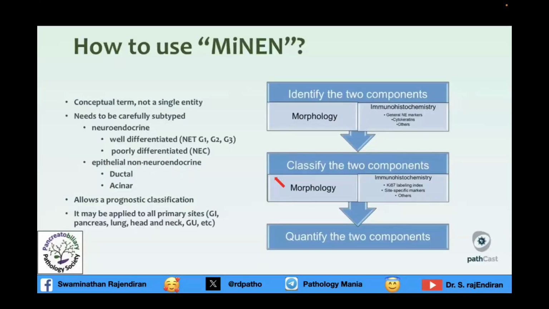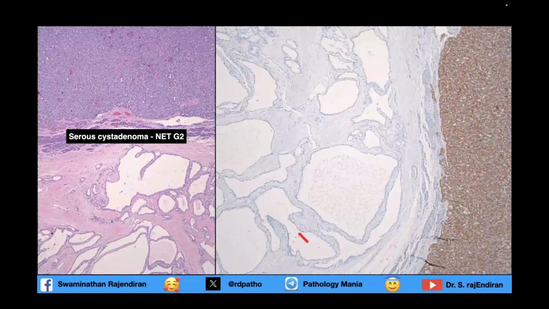So how to use MiNEN? The summary slide. Identify the two components by morphology. Confirm it by immunohistochemistry. Classify the two components by morphology and immunohistochemistry, for example, Ki67 to grade the neuroendocrine tumor. Then quantify the components. You have to have more than 30% of each component to call it mixed neuroendocrine, non-neuroendocrine carcinoma. This is the best example.